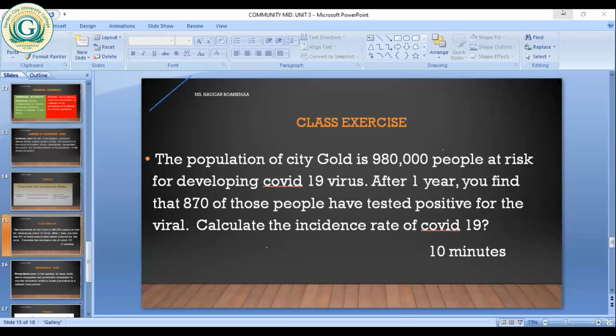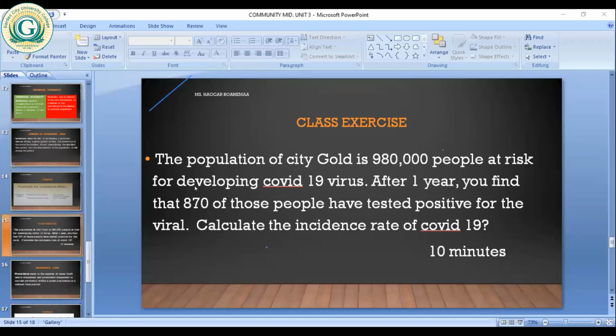No, the number of new cases over. I want the denominator. Okay, please, can we get? The denominator is 980,000. Okay, so the denominator is the number of what? What is the formula? The denominator is the total population at risk. Good. Okay. So the population at risk, per our question, we have 980,000. All right. So it's 870 over the 980,000.